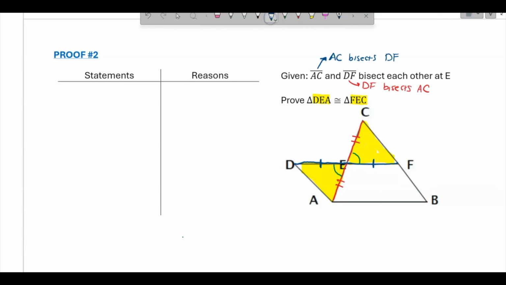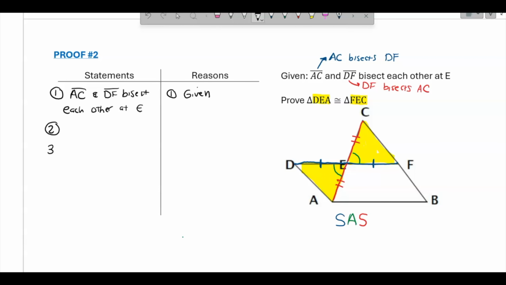So our game plan for this one is going to be a side, angle, side proof. And that's exactly what we're going to do. So let's begin our proof like we do all the time, and that is to write down our given statements. So AC and DF bisect each other at E. And that was the only given that we had for this one. And the reason why that one given was so important is because we actually created two different statements from it. So the first one we created was that segment DE would then be congruent to segment EF.